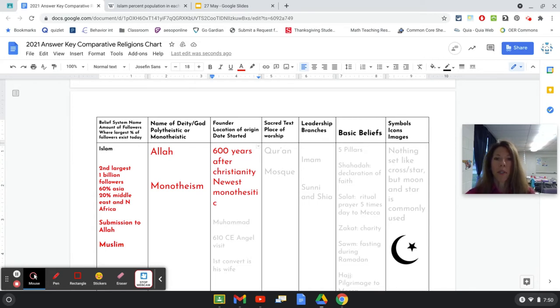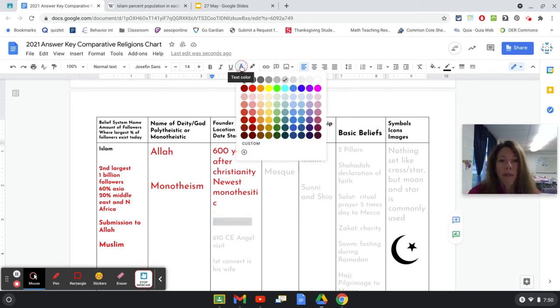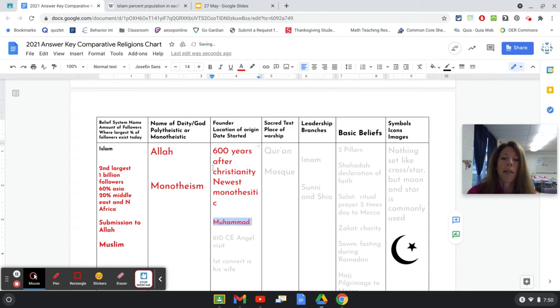For example, if you want to abbreviate monotheistic as mono, and then you just remember and know, that certainly works. Okay, the founder is a man named Muhammad. This gets maybe a tiny bit confusing. Muhammad is the man who gets a message, who is spoken to by the angel Gabriel, and that starts Islam.